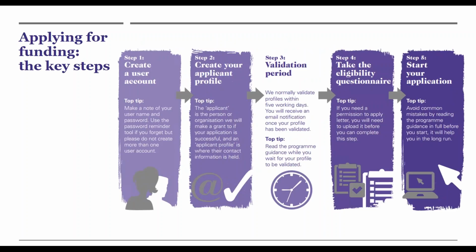The next slide, I hope this is visible to you all, is a flow chart for what you need to do. First of all, create a user account and then create an applicant profile. It's worth just explaining the difference between those two things. A user account effectively allows you to use that website. The applicant profile is really the name of the applicant. Those two things are different.